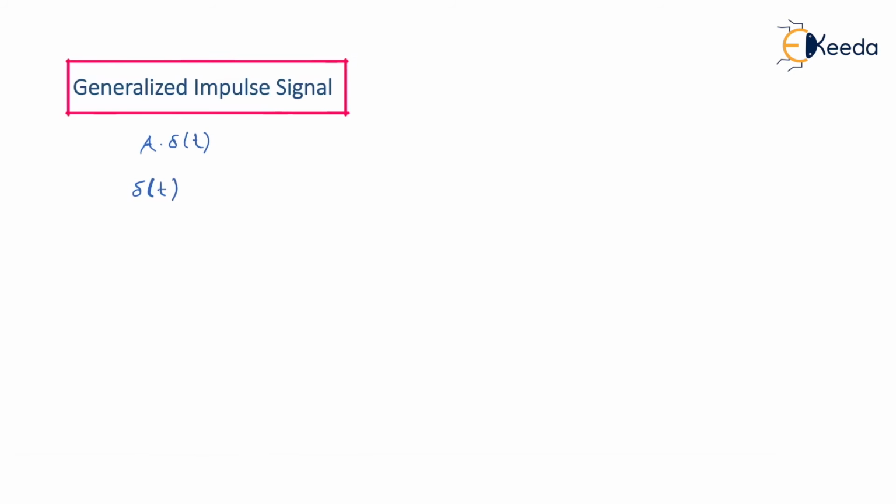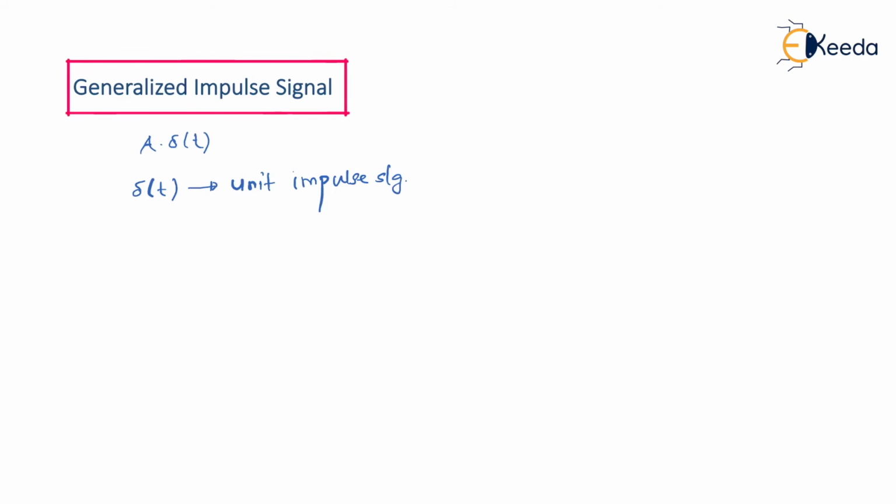So to understand this, first of all, I'll talk about the del of t signal. What was the del of t signal? We know that del of t signal is called the unit impulse signal. Now the question is, why is it called the unit impulse signal? Because it is the impulse signal having an area equal to unity, or equal to 1.